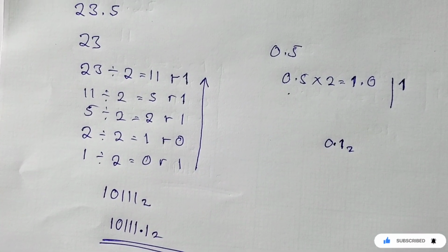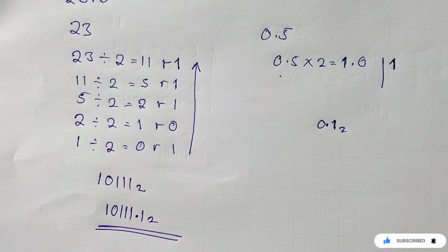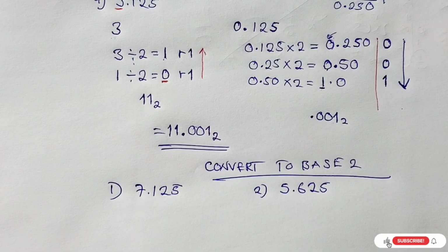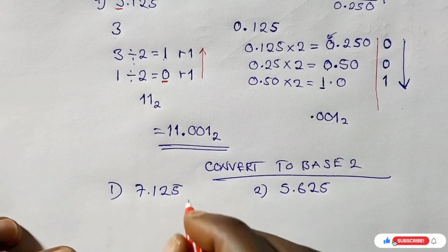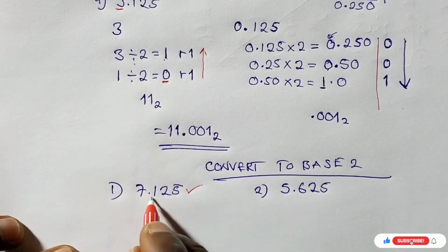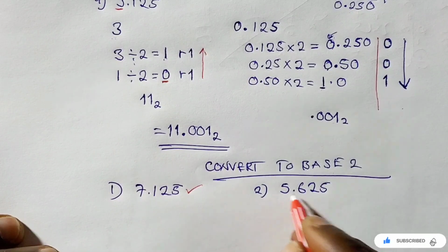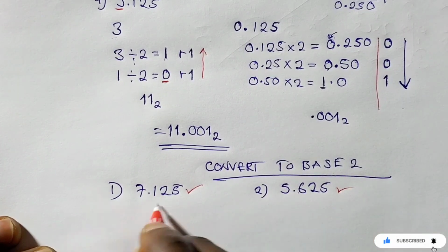I hope I've helped you understand the issue of converting decimal numbers to base 2. In other videos we're going to deal with other bases. Now let me give you what to do. Try these two: 7.125 and 5.625.